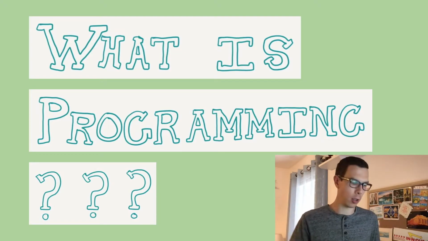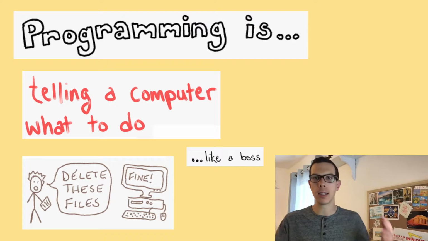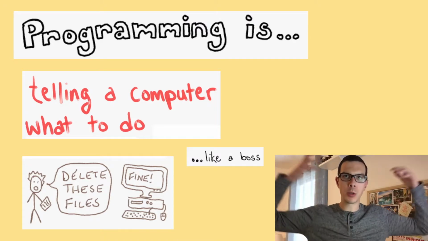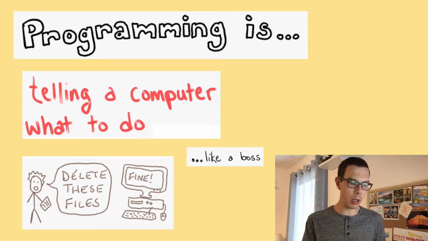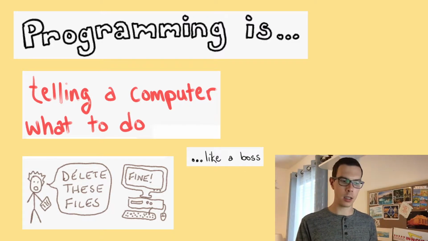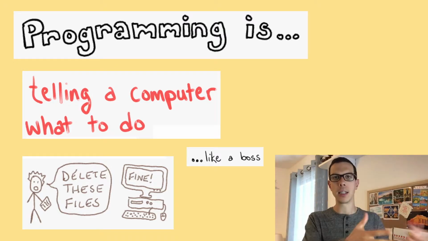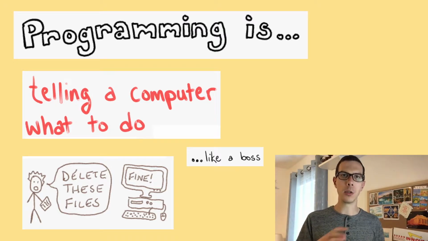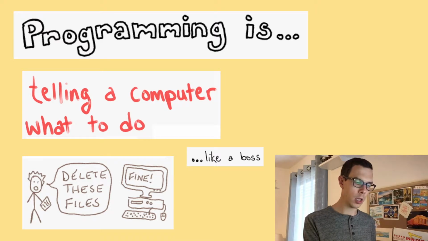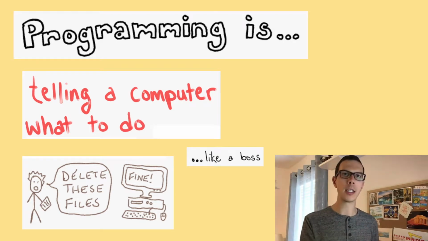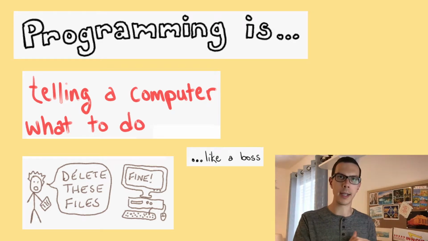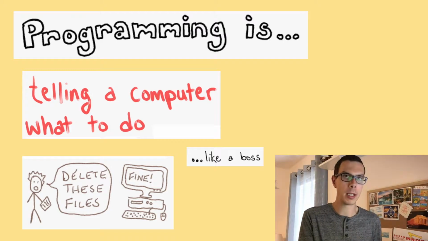What is computer programming? Basically, the most basic, broad phrase: telling a computer what to do. Delete these files. When you delete a file, you're not just thinking and the computer deletes it, right? You tell the computer what to do. You move the mouse, maybe right click on a file, and then choose the delete option. And so those steps are basically programming.